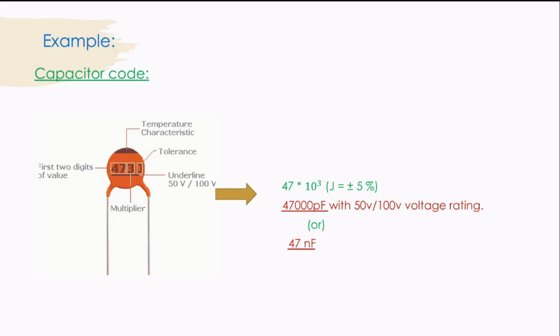As I said, the first 2 digits represent a value. Next, the third digit represents a multiplier, so it is 10 power 3. And the fourth one represents a tolerance. And letter J has a tolerance of plus or minus 5%. So finally, the value of this capacitance is 47 nanofarad with 50 volts or 100 volts as the voltage rating.